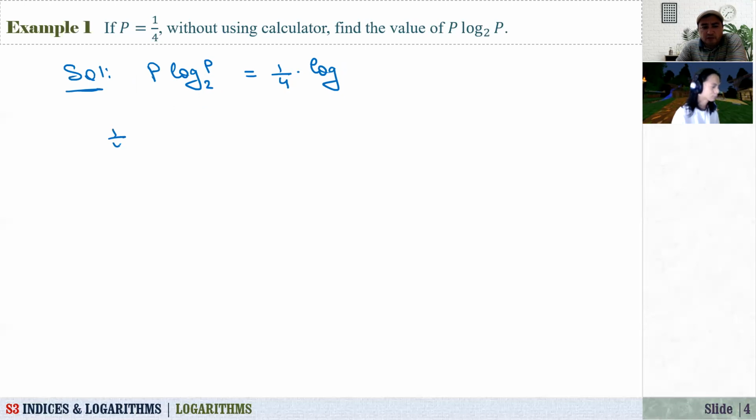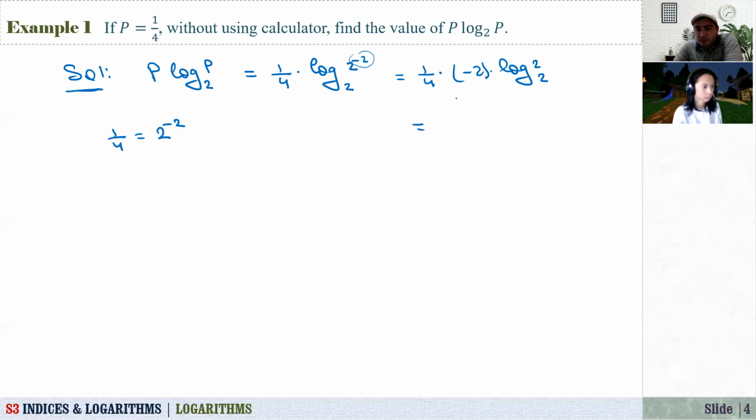This 1 over 4, we can just write as 2 to the power of negative 2. So here we have logarithm of 2 to the power of negative 2 to the base 2. Now using the property, the power comes to the front. So we have 1 over 4 times negative 2 times logarithm of 2 to the base 2, which is 1 over 4 times negative 2, that's equal to negative 1 over 2. Logarithm of 2 to the base 2 is equal to 1. So the answer is negative 1 over 2.